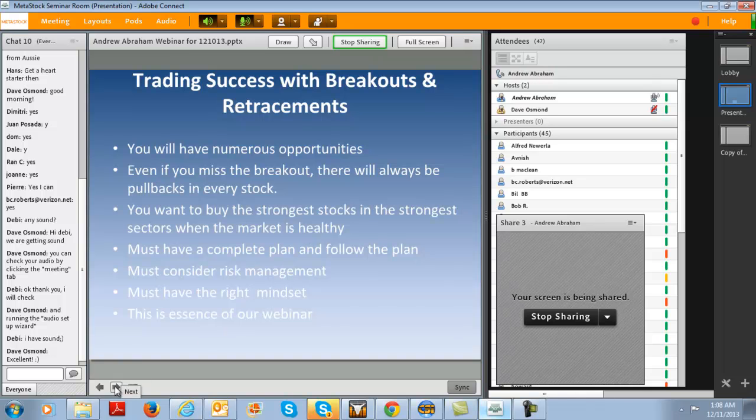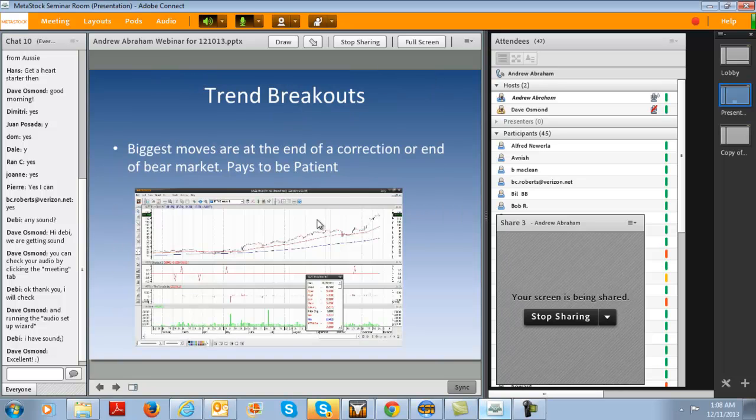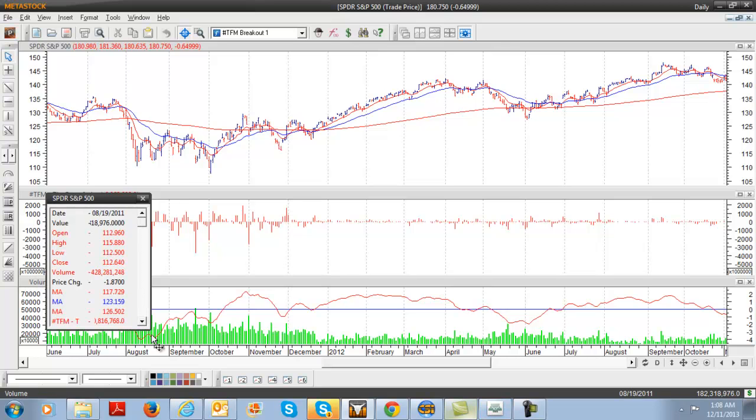How I put the plan together. But okay, I already kind of spoke before. Like I said before, the biggest moves are at the end of a correction or the end of a bear market, and it pays to be patient. And this really isn't the greatest screen, but the idea is at the end of, let's say, here, we can jump back to here. There were some huge moves here with some of the strongest stocks.